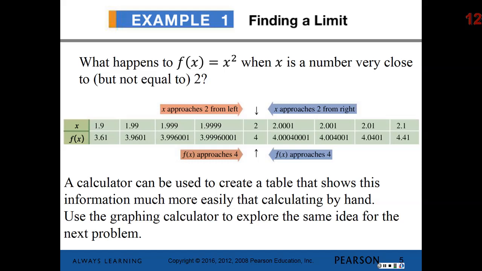Before I try to answer that question, let me point out to you that nobody likes to do this with pencil and paper by hand. It's a lot of annoyance to have to do all this multiplication. Basically, it's just arithmetic. We can build that table on the calculator.